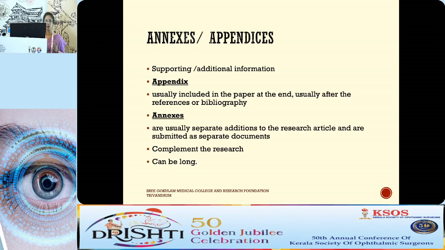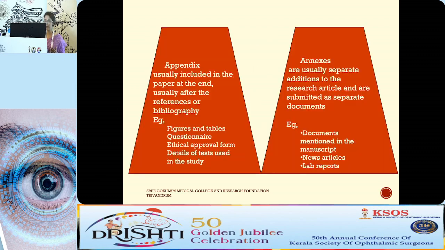Now annexes or appendices, both are supporting or additional information. Appendices are actually part of the manuscript but come as the last part of the manuscript, that is after references. They are usually very small. Whereas annexes are larger amounts of work or additional information that is submitted separately, that is annexes. So that's all about my topic.